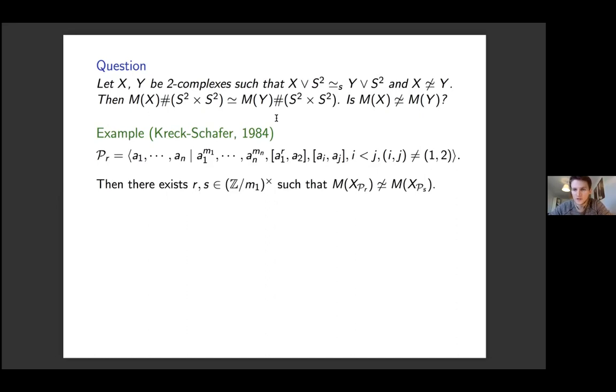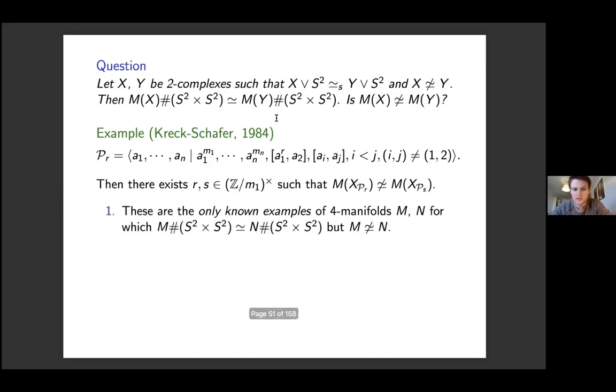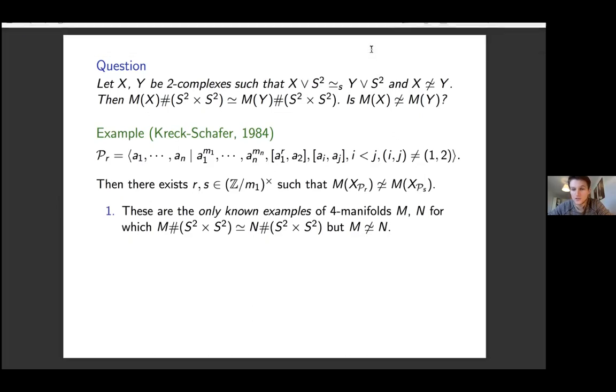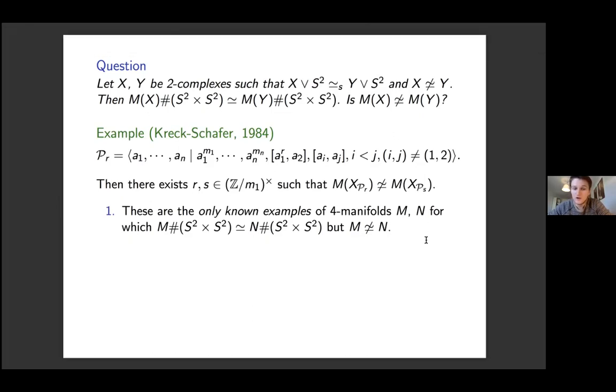Okay. So a few remarks on this. The first one is that these are the only known examples of 4 manifolds M and N which are homotopy equivalent after connected sum with S2 times S2, but are not homotopy equivalent. As far as I know, I haven't been able to find any, and I've spoken to people who don't know of any others. I found this quite surprising, because you'd think there are a lot of different constructions flying around, so surely there will be another way to find these examples. But in fact, I'm pretty sure there isn't.